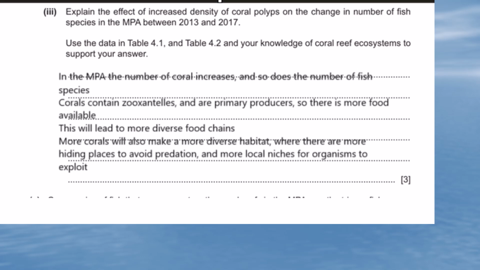Then I'll say that corals contain zooxanthellae and are primary producers, so there'll be more food available. Thereby mentioning that primary producers are important for the food chains. This will lead to more diverse food chains. More corals will also make a more diverse habitat where there are more hiding places to avoid predation, and there's more local niches for organisms to exploit. This should give you all 3 points.